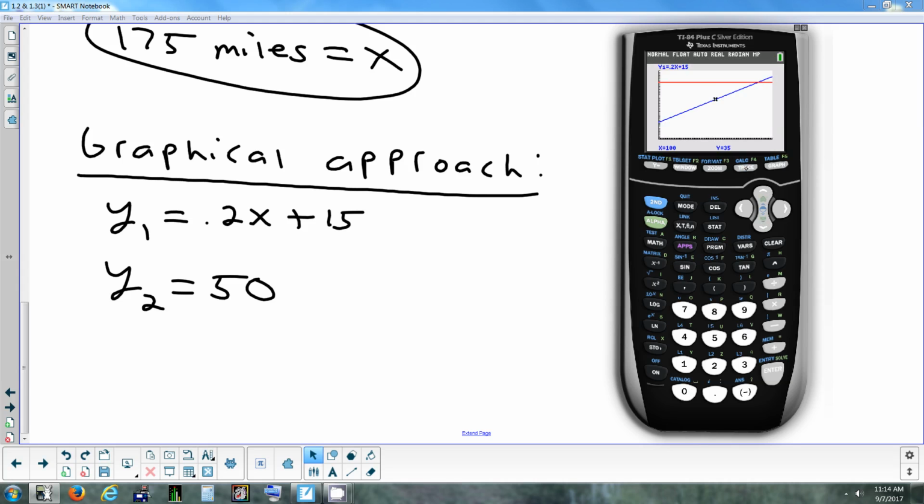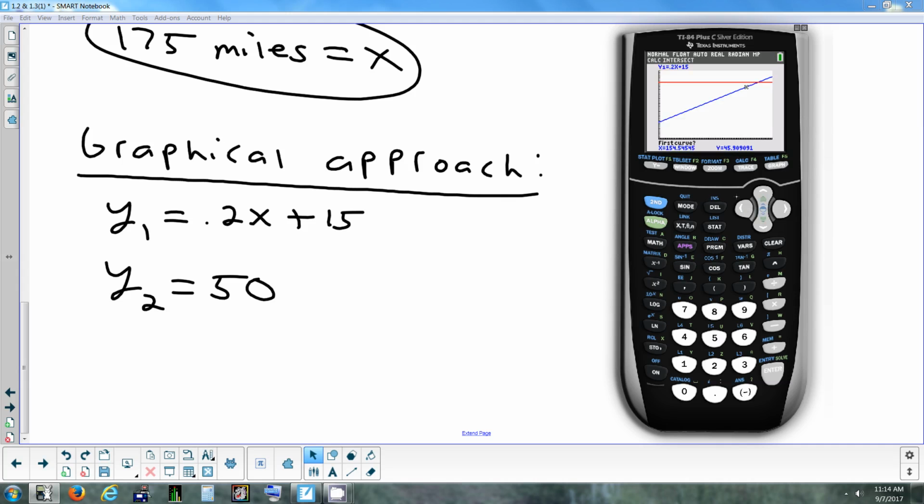Now what you can do is press trace, and you can trace over and get kind of close and see where they cross. But there's an even easier way to do it. Does anybody know where the button is to calculate where they cross? That tracing thing, that's not really that accurate. Yep. Press second, then trace, and then 5. So second, trace gives you that menu, and the fifth option down is intersect.